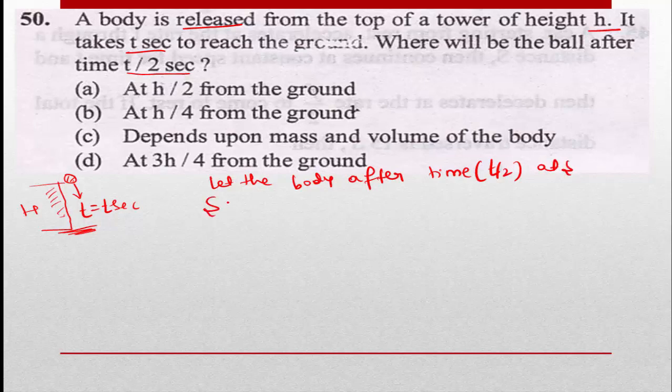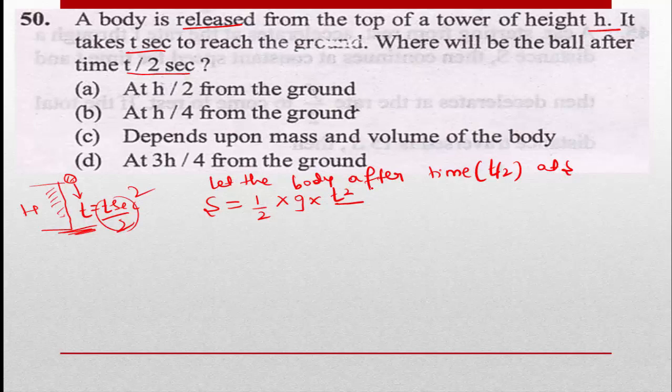We know the formula s equal to ut plus half at square. Initially it is at rest, so u equal to 0 and ut is 0. s equal to 1 by 2 into g into t square, with plus g because the body moves from upward to downward, vertically downward. Here t is equal to t by 2.